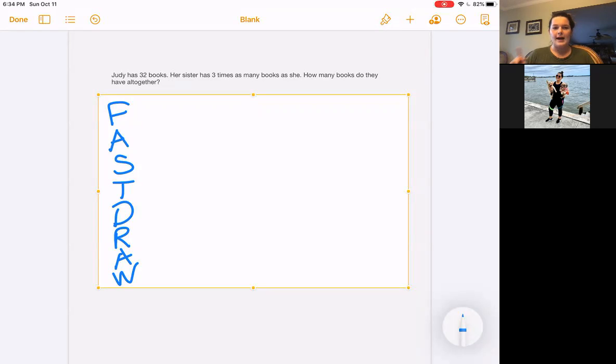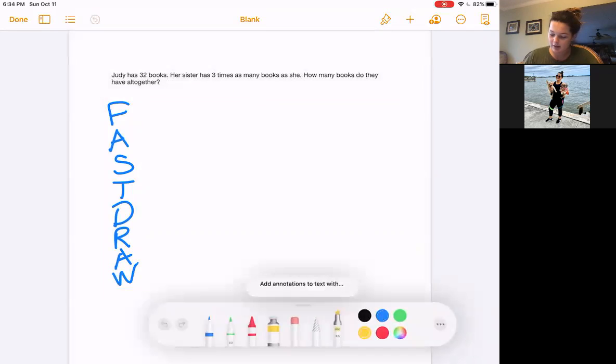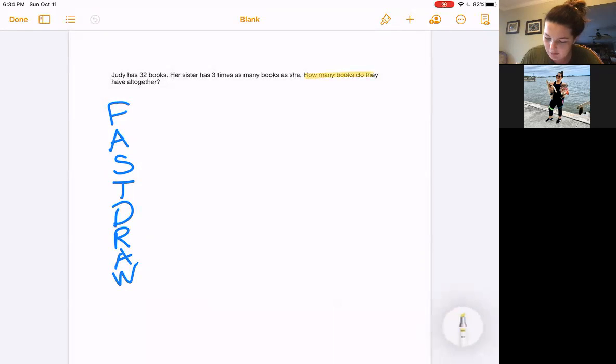F. F stood for find and highlight the question. Okay, so let me look back. I know that a question always has a question mark at the end of the sentence. So let me see. Okay, my last sentence has a question mark and it says, how many books do they have all together? That's my question. We're finding how many books they have all together. Okay, so I'm going to go ahead and check off my F.